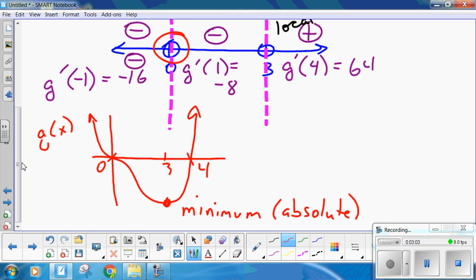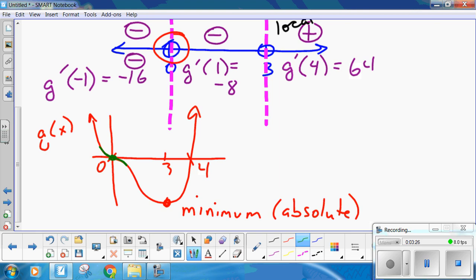At 0 here, notice what happens. It flattens out. But it's negative, and then it goes to 0, and then it goes to negative again. It doesn't reverse. It's merely a possible critical value. Sorry, it is a critical value, but it is not a maximum or a minimum.